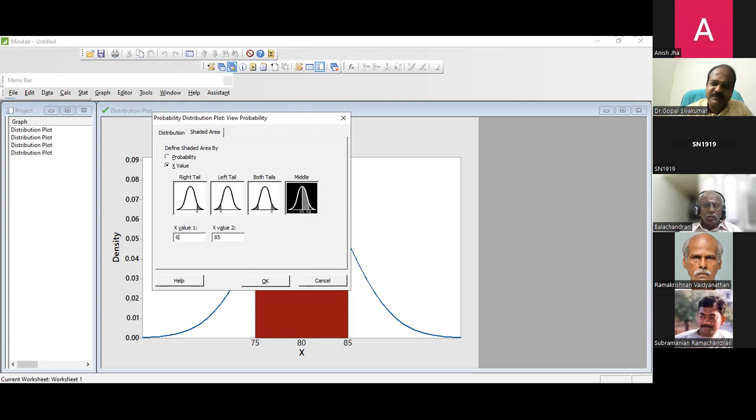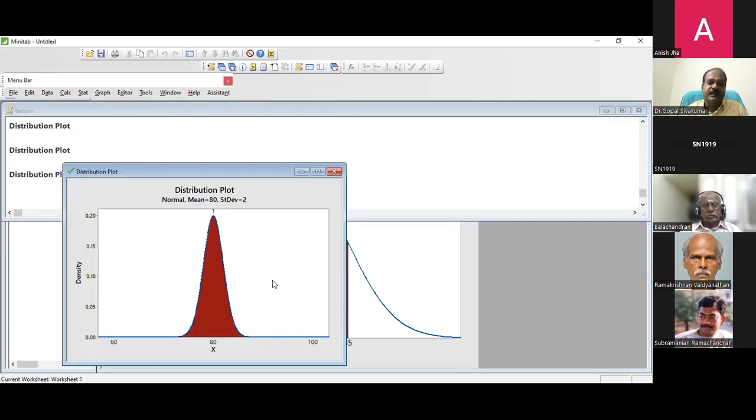X1 will be 65. Pass mark is 60. Okay, then what will be the maximum score? 100. But there is a problem in this approach, I'll tell you. Anyway, let me get the probability here. Now, what is the probability? 1, meaning 100%. Almost every student will pass. Your class is very good. That's what you could understand.